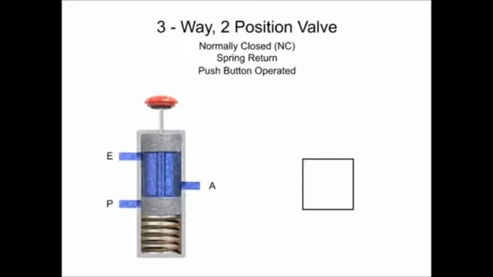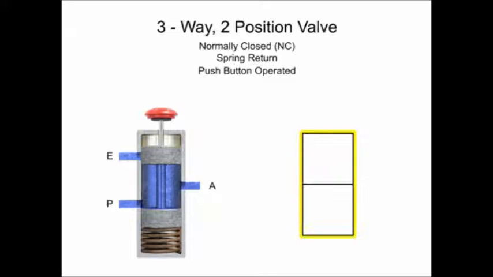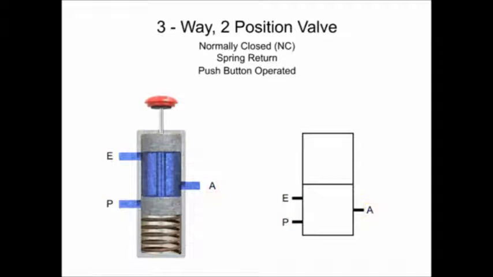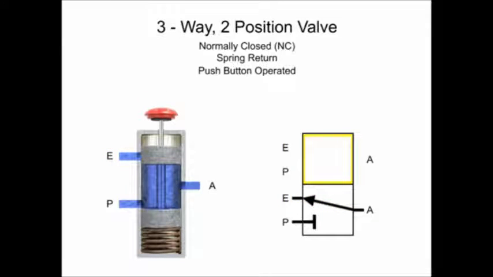The most important applications in fluid power for three-way valves are for directional control. Here we have a typical three-way valve with two operating positions. This valve has an inlet port P, exhaust port E, and output port A. In its normal position, inlet port P is blocked and outlet port A is connected to exhaust port E. The second position allows fluid to flow from the pressure port P to outlet port A and blocks exhaust port E. The valve is also spring return and push button operated.